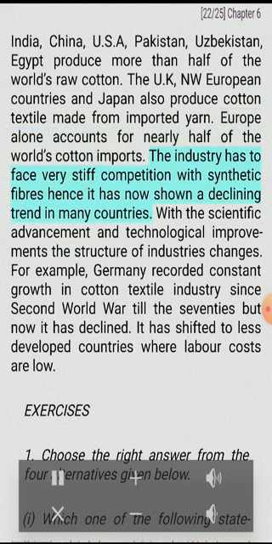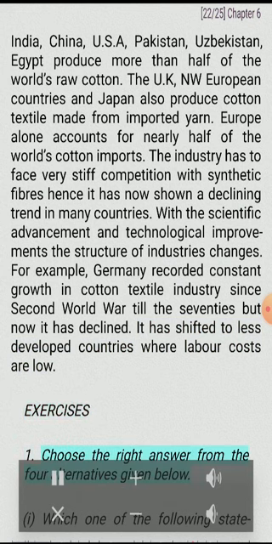The industry has to face very stiff competition from synthetic fibers, hence it has now shown a declining trend in many countries. With scientific advancement and technological improvements, the structure of industries changes. For example, Germany recorded constant growth in the cotton textile industry since the Second World War till the 70s, but now it has declined. It has shifted to less developed countries where labor costs are low.